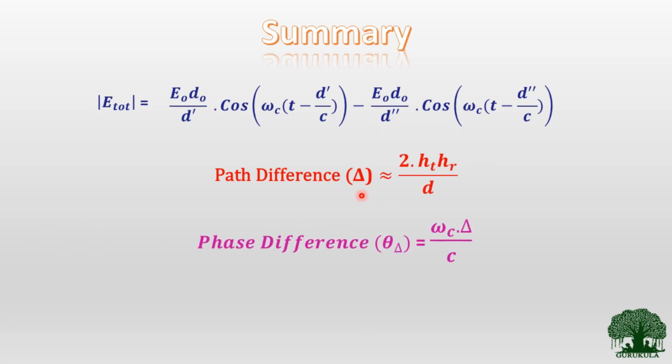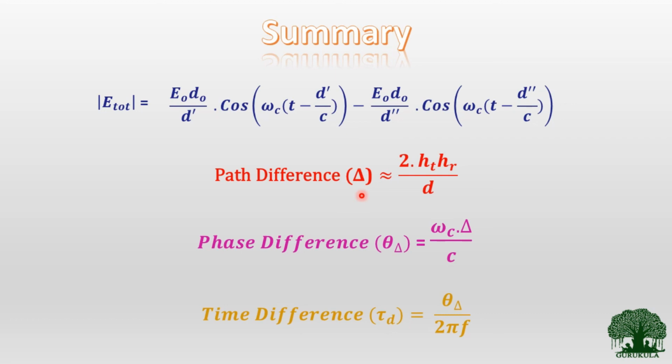And then we found the phase difference. The phase difference theta delta is given by omega c times delta divided by c, where c is the velocity of light, a constant we all know. And finally the time delay tau d, where tau d equals theta delta divided by 2 pi f. So these are all the various parameters which we had to evaluate, and they have been found in this particular video.